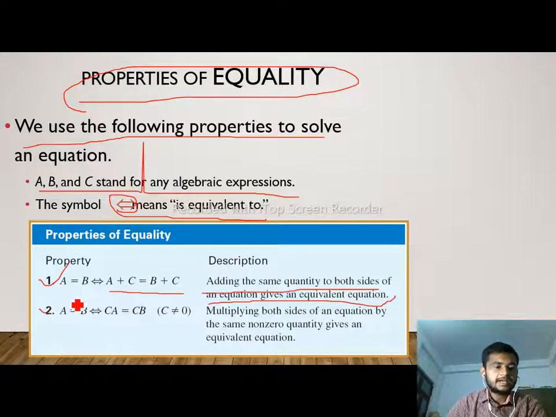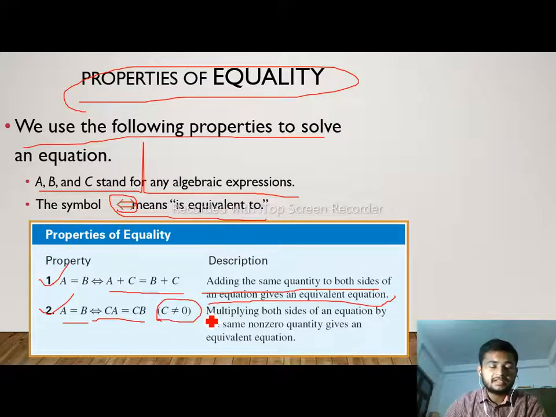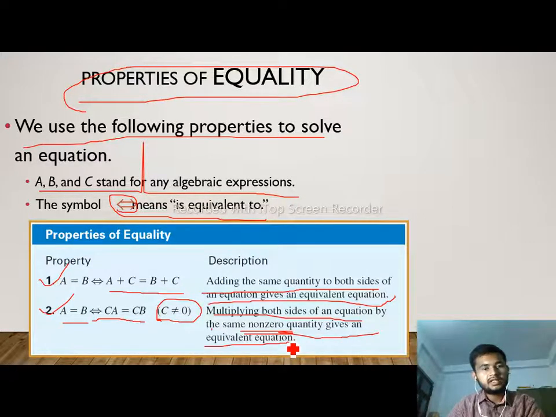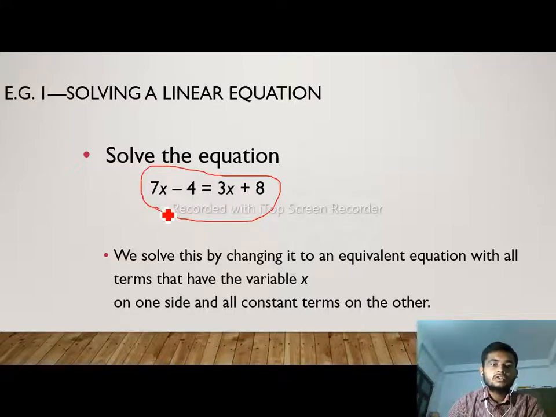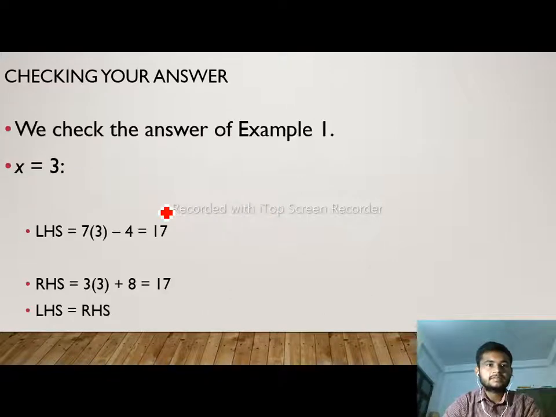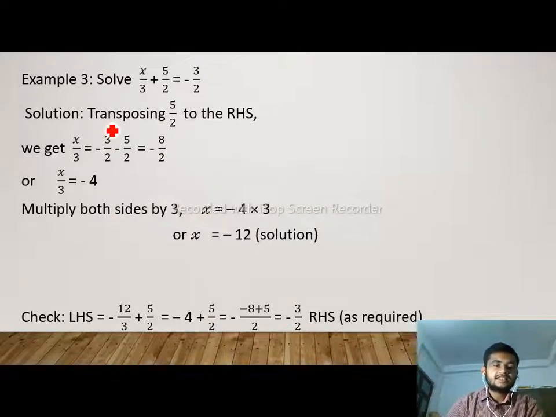Okay, what is the second property? A is equal to B, which is equivalent to CA equal to CB, but C should not be equal to 0. Yes students, remember this very carefully. Multiplying both sides of an equation by the same non-zero quantity gives an equivalent equation. As we have already discussed the earlier example in my previous video, now see the next example.